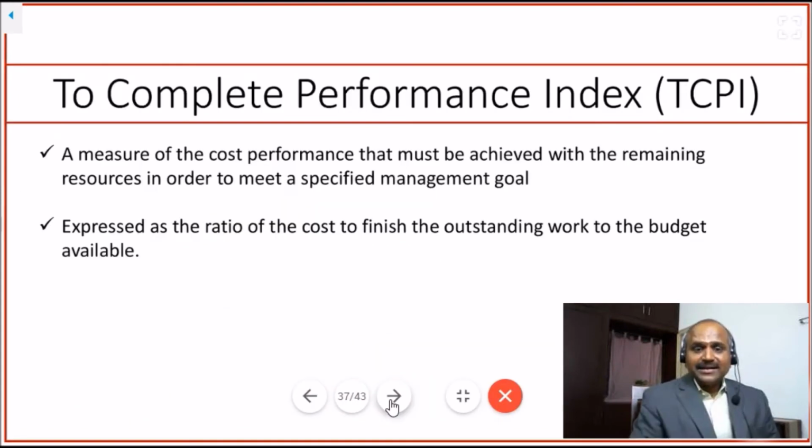Look at another index here, the to complete performance index. It is a measure of cost performance that must be achieved with the remaining resources in order to meet a specified management goal. Okay, management comes and says, look, I am not going to award the estimated completion of $200,000. I don't have that reserve or bandwidth. I don't have that budget. What all I have is what I planned. So $100,000 is what I have. This is your budgeted cost, and that is what you have. Now you tell me at what run rate you are supposed to complete. You go back and do your math and come back and complete my project. That means it is expressed as the ratio of cost to finish the outstanding work to the budget available.